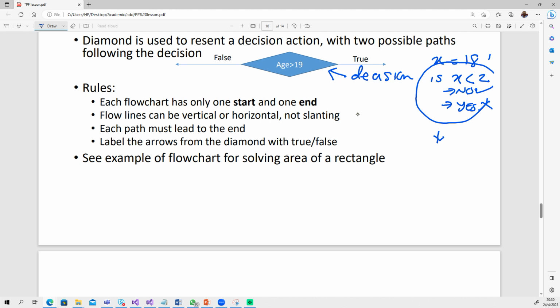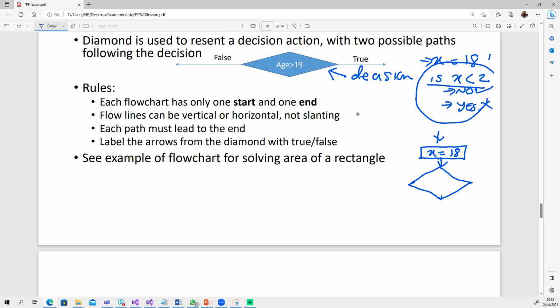So then you say, is x less than 2? If I want to begin from the top here, where I say x is equal to 18, that is a process, it's not input. So you put this, and then you say x is equal to 18. And the next thing we're going to do is ask, is x less than 2? As long as we ask in the question, is this equal to this? Is it less than this? That tells us that is a diamond shape. So at that point, we're going to put this diamond shape here. And what are we going to put inside here?